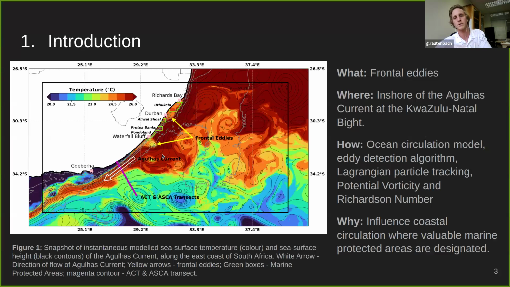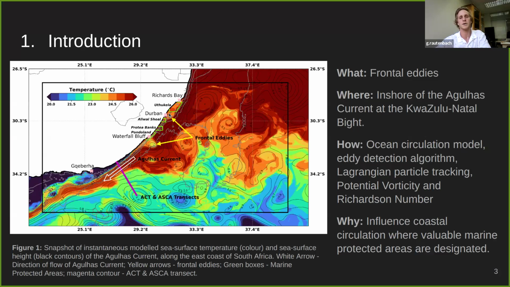Specifically, we're going to be looking at frontal eddies, which are rotating bodies of water that form on the boundaries of these strong currents. In our case, we'll only look at the inshore frontal eddies, which I've pointed out here with the yellow arrows. We're going to be investigating these frontal eddies using a three-dimensional ocean model, an eddy detection algorithm, particle tracking, potential vorticity, and the Richardson number.